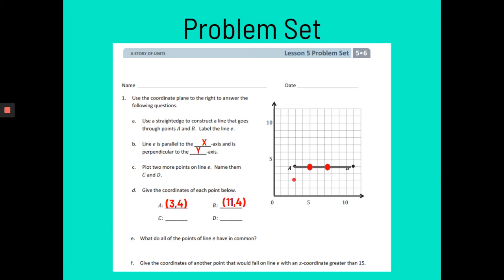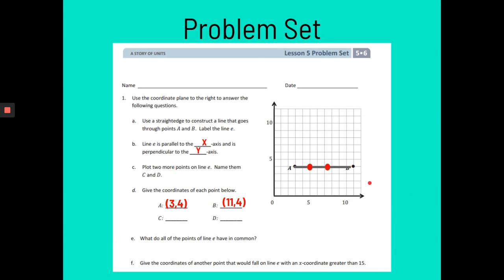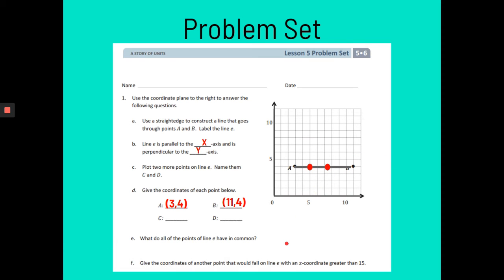What we should notice, and what you should have said, is that all the y coordinates are going to be the same. So regardless of how long we keep this line going, we could extend it to 50 or 1,000 or 100 or a bajillion or a gazillion. But regardless, our y coordinate is still going to be 4, because this line will go on and on forever. So to answer E, what do all the points of line E have in common?